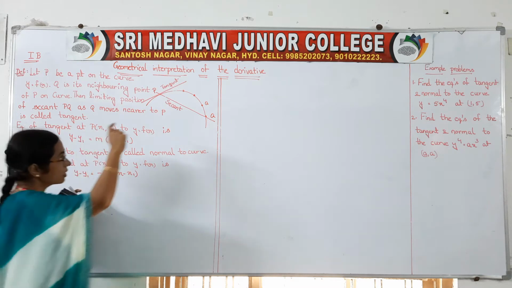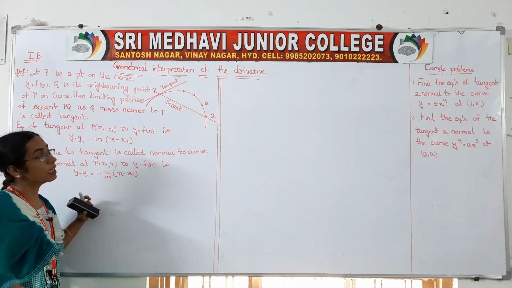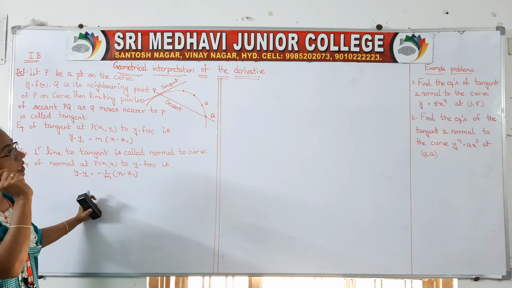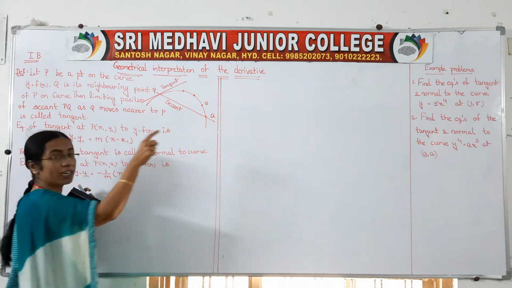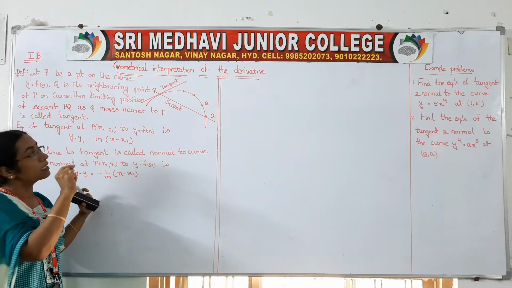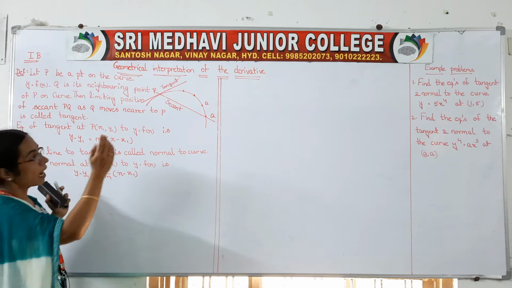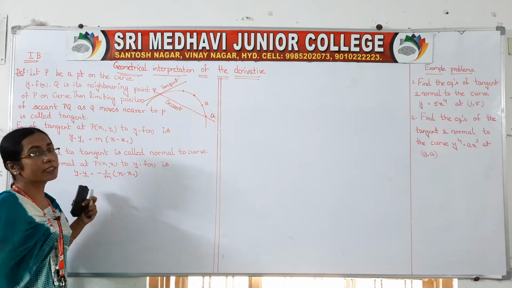Once again, this is one curve. On this curve, P is one point, right? Q is its neighboring point on the curve. If we join P and Q, we get one line that is called a secant. This secant line PQ's limiting position as Q moves nearer to P is called the tangent.